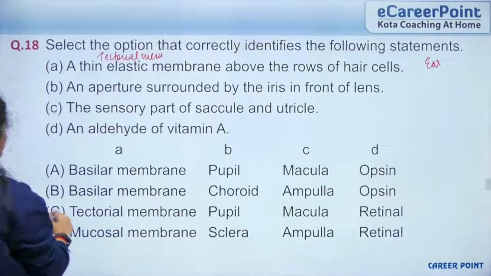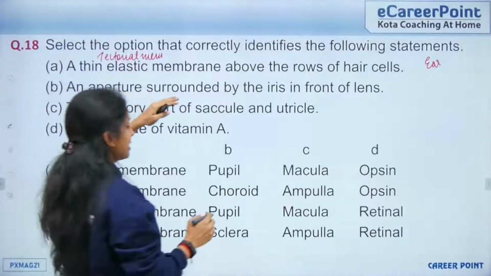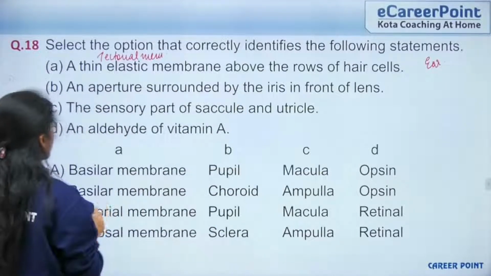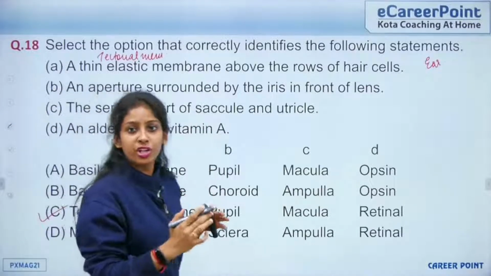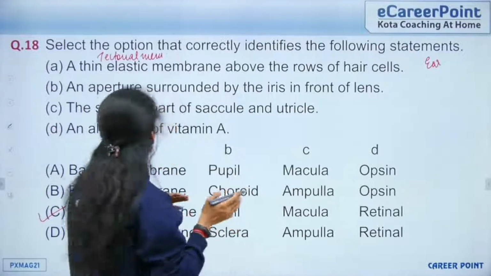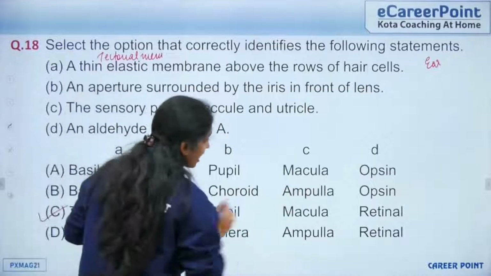Right? So this should be the answer. An aperture surrounded by the iris, that is your pupil, right? The sensory part of saccule and utricle is maculae. The projection is maculae. And aldehyde of vitamin A is retinal. So the right option is C.